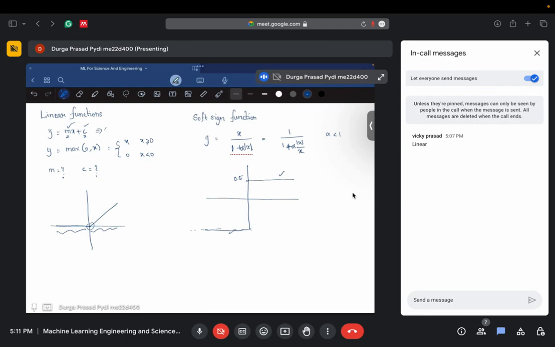It is definitely not linear. This is a nonlinear function, because I cannot get unique values of m and c that will be satisfied over the entire range. So can I use this function in my neural network? Is the question clear?